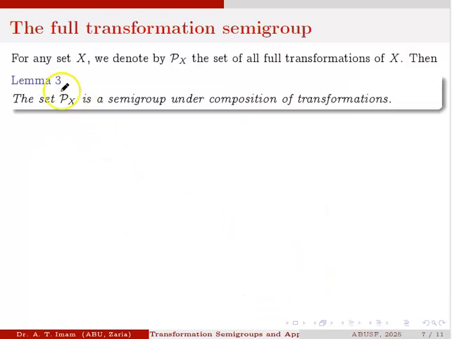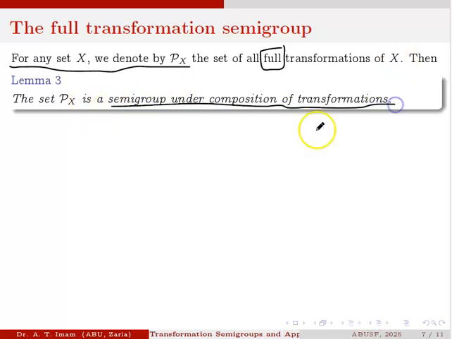Now we form a set because we have a way of multiplying two partial transformations to get another partial transformation. So we now denote by Px the set of all partial transformations. This should be partial and not full here. So the set of all partial transformations of a set X is denoted by Px, and it is a semigroup under the composition which we have just described.